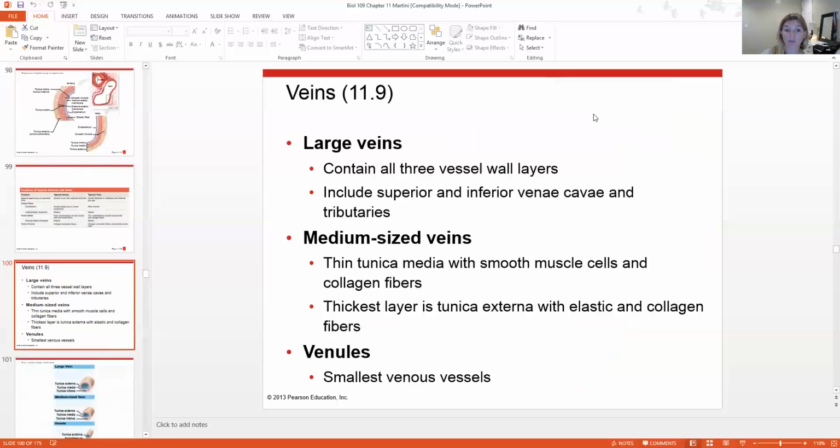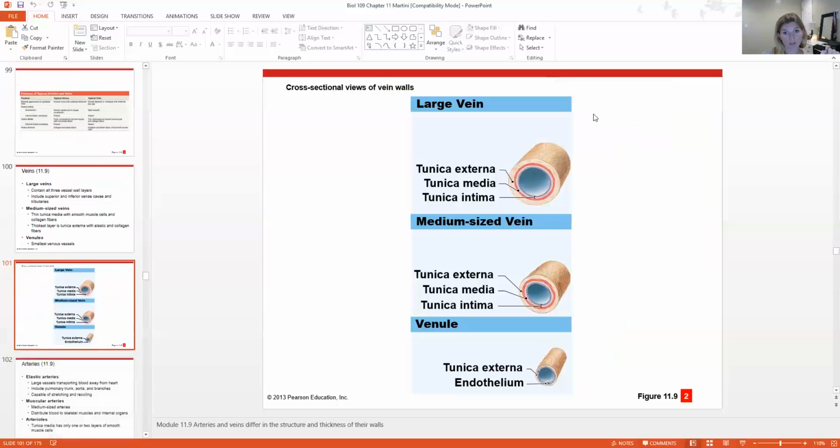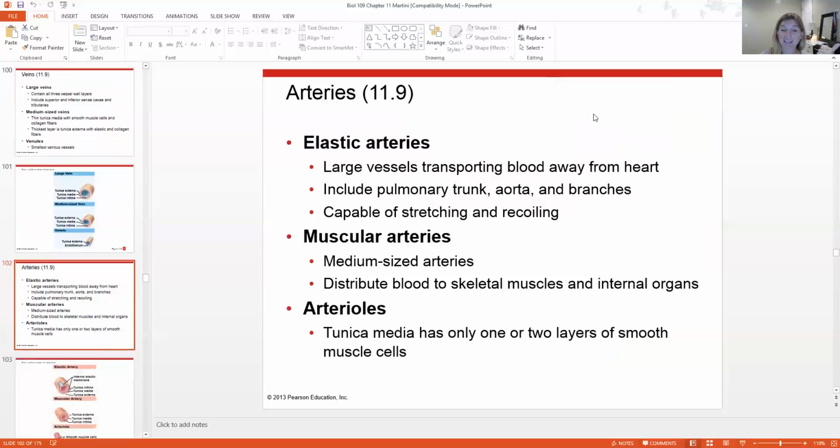And then you have venules. Venules are the smallest venous vessels. So you see the three. And then arteries can be elastic or muscular, or they can be arterioles, which are the small ones. Large elastic arteries, this is like the pulmonary trunk, the aorta, and the major branches off of those vessels. These are very elastic. They're very capable of stretching and recoiling.